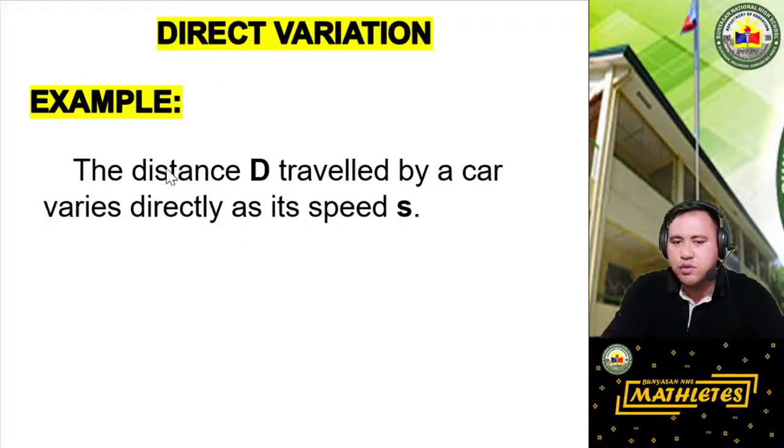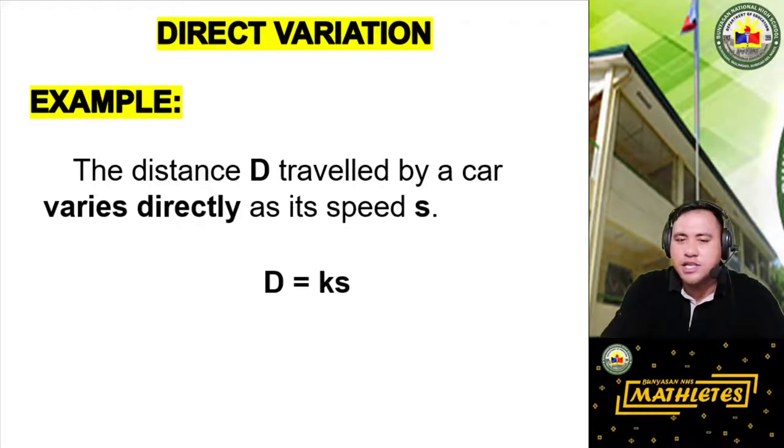As you observe, direct variation uses the phrase varies directly. If one sentence or phrase uses these words, varies directly, that sentence describes a direct variation. These words are the key words. Ito yung susi kung paano malalaman na ito ay direct variation. So, kung ita-translate natin into an equation, d is equal to ks. Diba ito yun? This is the standard form for the direct variation. D, then varies directly, k, then s.